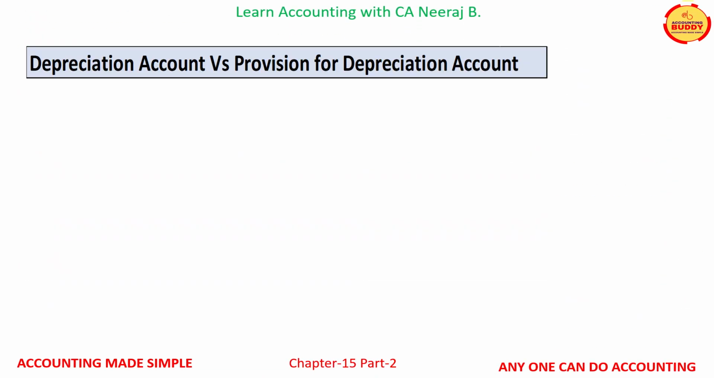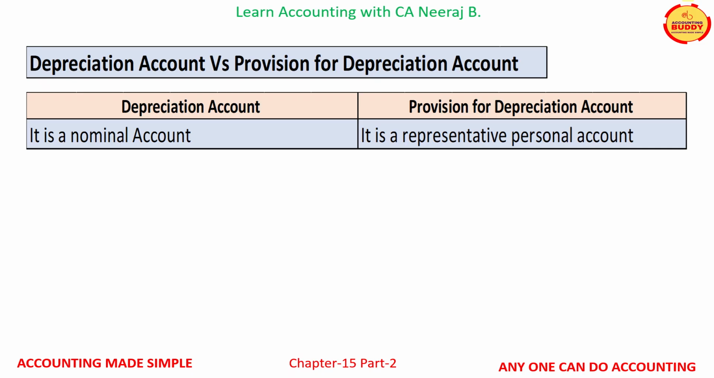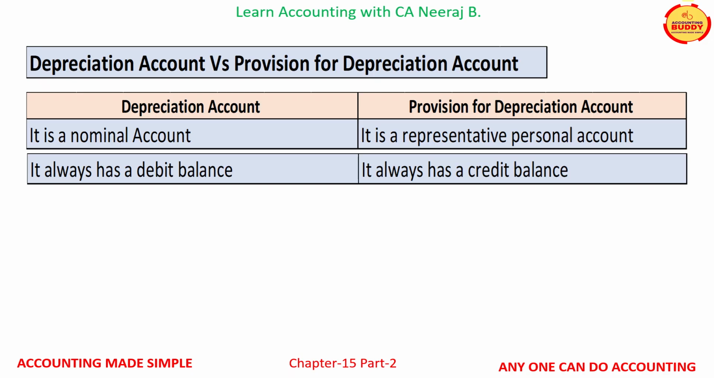In this slide, let us learn the difference between the depreciation account and provision for depreciation account. Depreciation account is a nominal account while the provision for depreciation account is a representative personal account. Depreciation account always has a debit balance while the provision for depreciation account always has a credit balance.